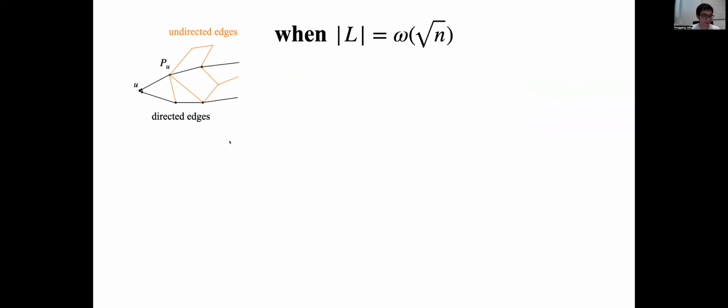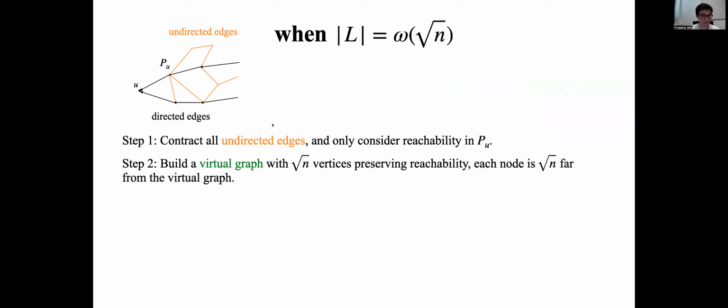Okay, here is how we do this. The first observation is that reachability on undirected edges is easy. So we just forget about all the undirected edges and only focus on the reachability on this PU, which contains all the directed edges. And just as in all reachability algorithms, we first build a virtual graph, where the virtual graph contains root n vertices. The virtual graph should preserve reachability, and each node is root n far from the virtual graph, like this. And now the problem is just to find the reachability in this virtual graph.